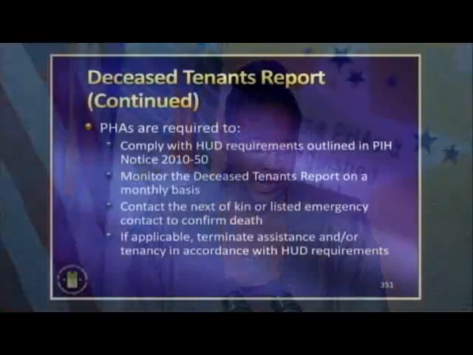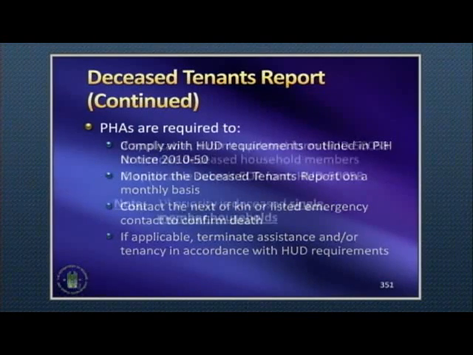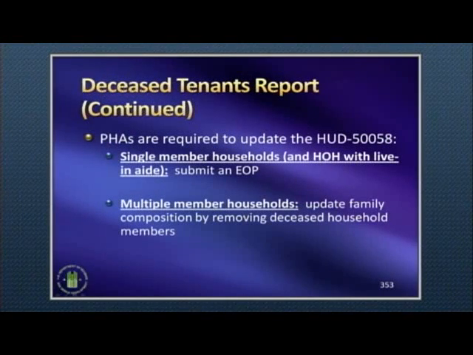So you're going to follow the guidance outlined in 2010-50. You're going to monitor your deceased tenants report on a monthly basis. You're going to contact the next of kin or listed emergency contact person to confirm the death. If applicable, you're terminating assistance and/or tenancy in accordance with HUD requirements, and you're submitting updated 50058s, whether it be removing the deceased individual from family composition or doing an EOP transaction.